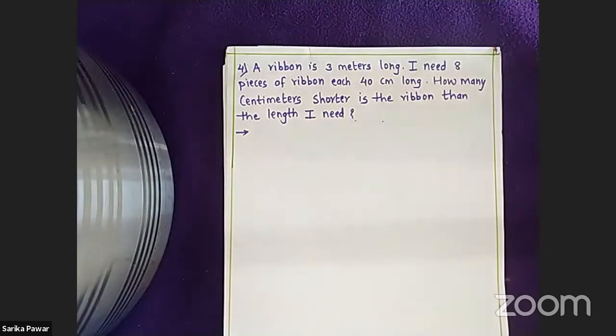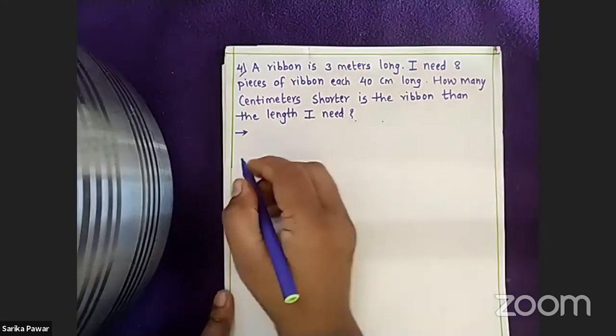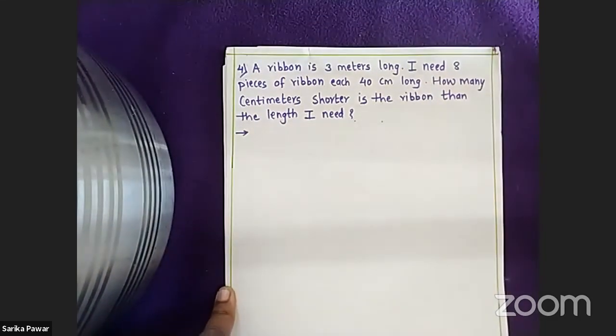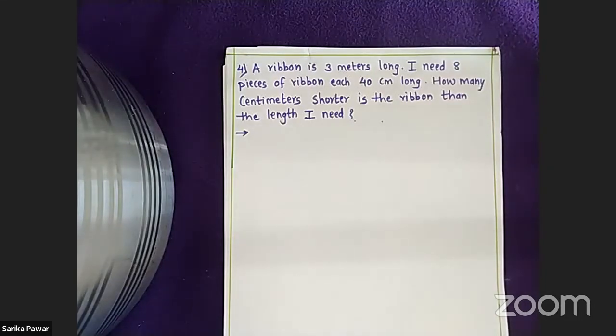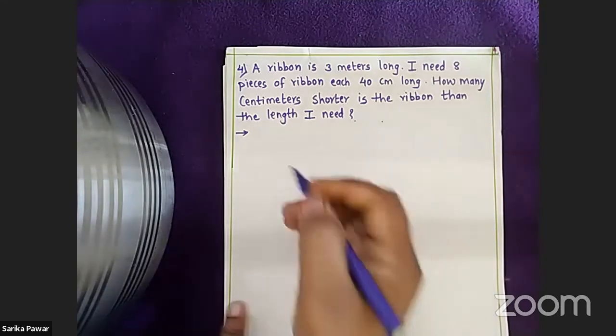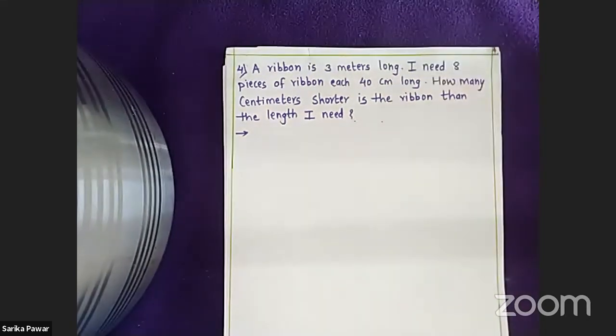This question is a little bit different. See here, question number 4. 8 pieces of ribbon. In question number 3, we divided the 300 centimeter into 50 centimeter because we have to cut it into equal parts. The 3-meter long ribbon, we have to cut it into equal parts. But in this question, we don't have to cut it down. Here already the pieces are given. 8 pieces of ribbon are given.